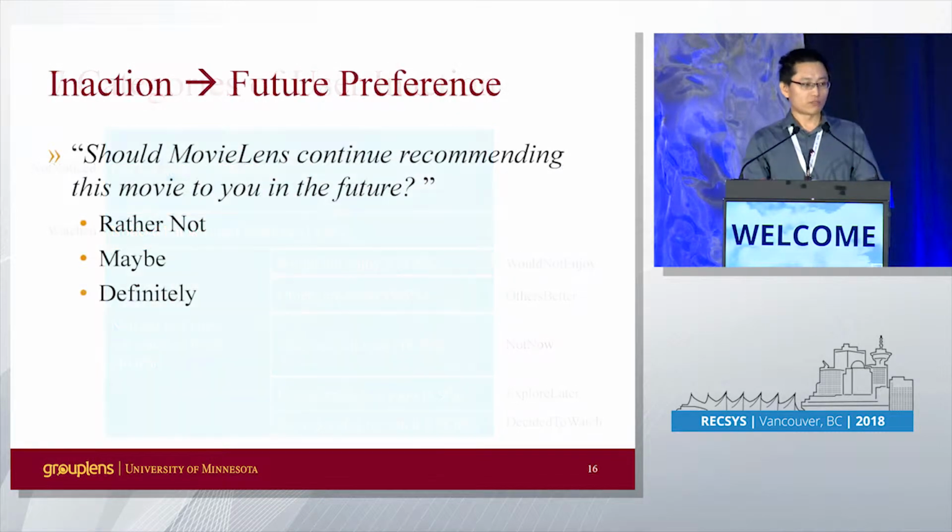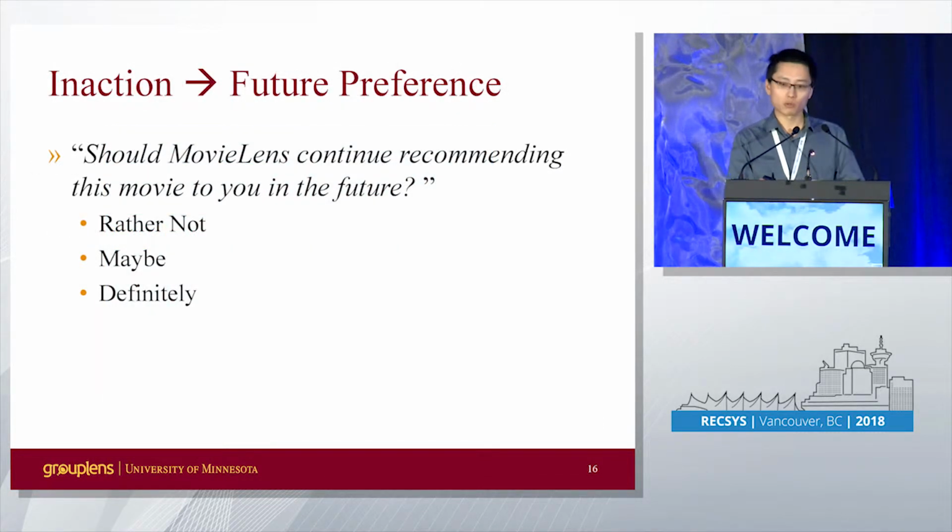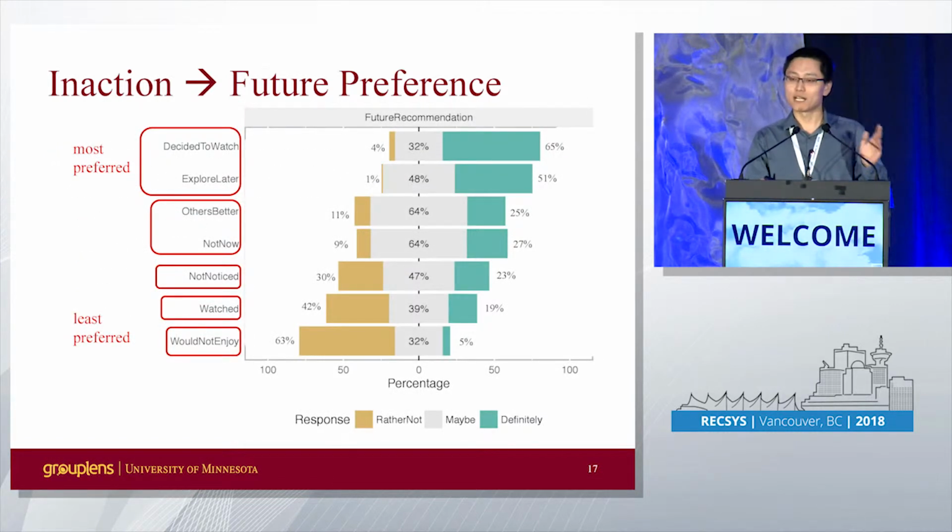What do we do with this understanding? We further ask this question: should we continue recommending, with 3 options, rather not, maybe, or definitely? This is what we found. We found 5 significantly different levels of future recommendation preferences, from the most preferred to the least preferred. The first level, decided to watch or explore later. Next level, others better or not now.